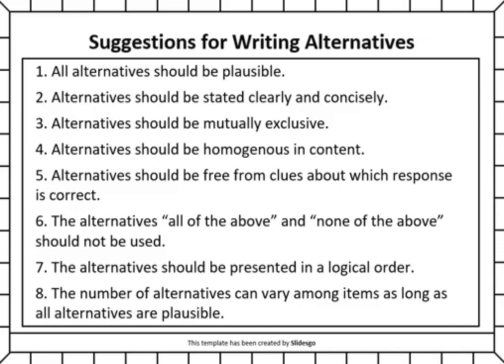So number 7, the alternatives should be presented in a logical order. I guess this one is self-explanatory, just to avoid a bias towards certain positions. And lastly, number 8. The number of alternatives can vary among items as long as all alternatives are plausible or reasonable.